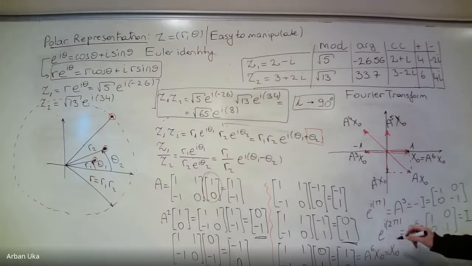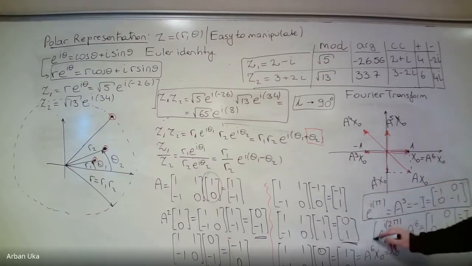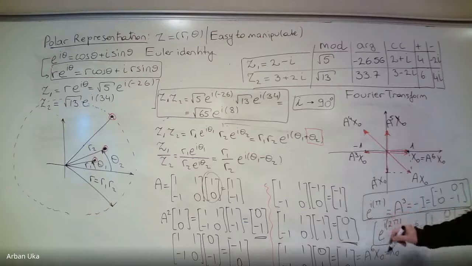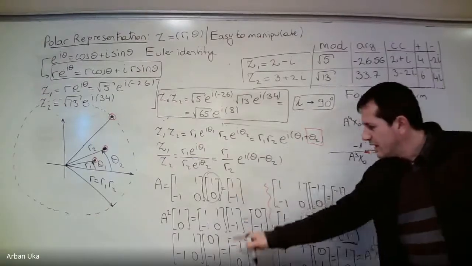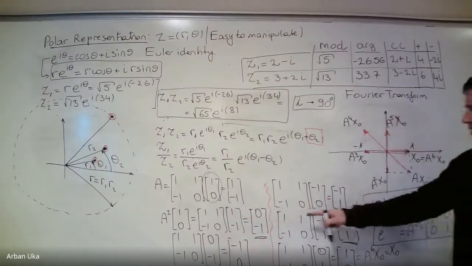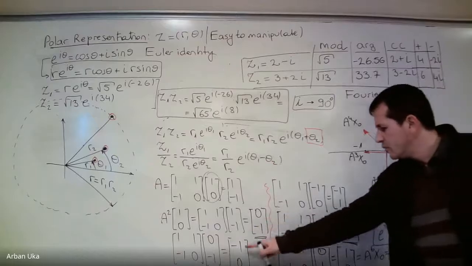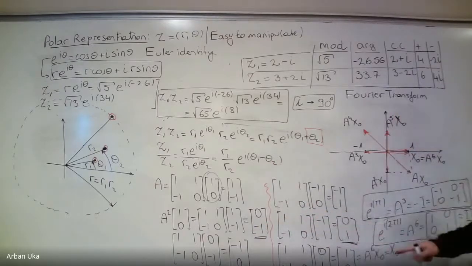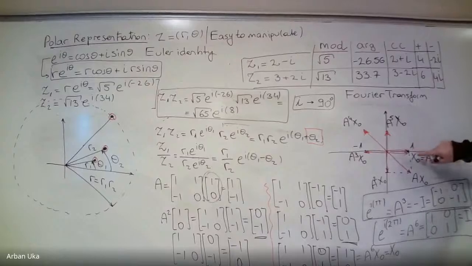Would you agree here? Because you can see that this number multiplied by A cubed, we get a negative sign. This number multiplied by A cubed, 1, 2, 3, we get a negative sign. And you can also see it from here.